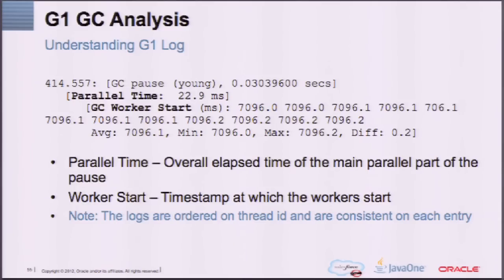These logs are basically ordered on the GC thread ID and are consistent on each entry. Whenever you see them, you will see that the same thread ID corresponds to the next entry, all the way from the worker start to whatever is next. The first entry you will see is the worker start, which is the timestamp at which the GC workers started. And it shows you average, min, max, and difference. This is the 7 update 4 format of the log, so it'll tell you how much on average and whatnot.